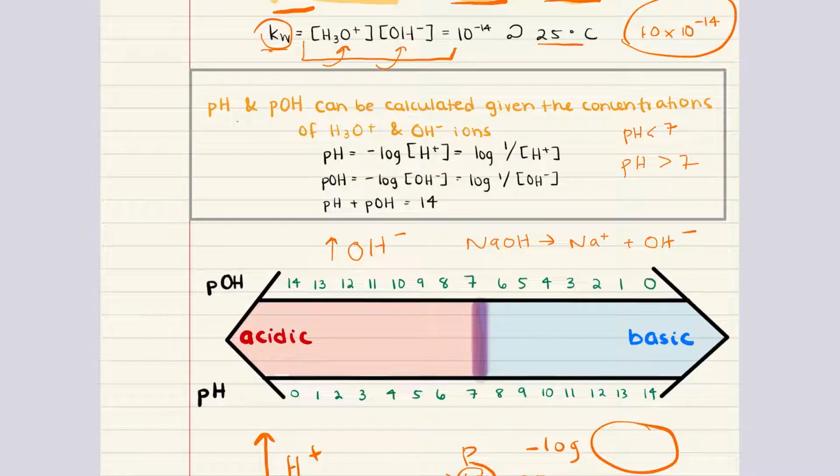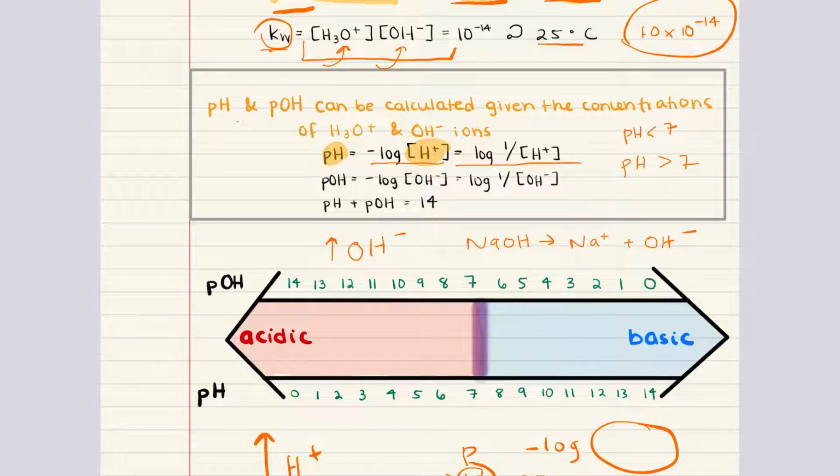Now, the pH of the solution is calculated using the concentration of hydrogen ions. So the pH is going to be equal to the negative logarithm of the concentration of hydrogen ions. You can alternatively write the same expression in a different way as the log of 1 over the concentration of hydrogen ions. What about the pOH?